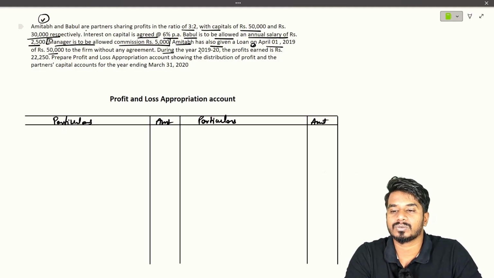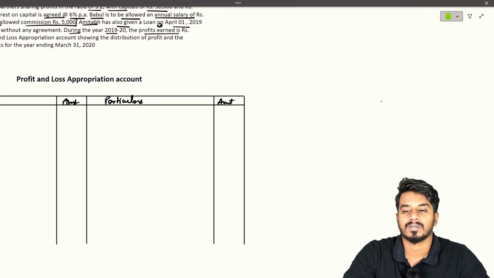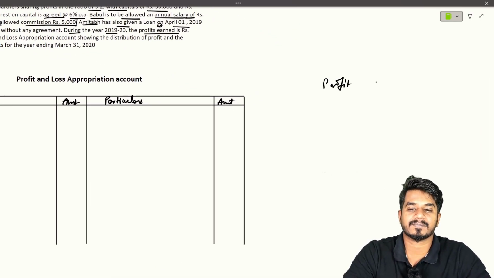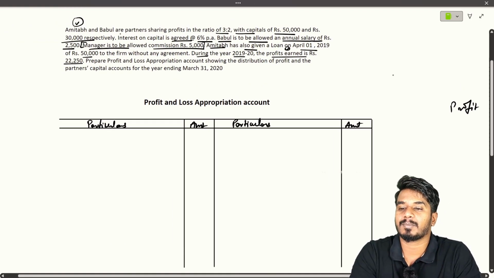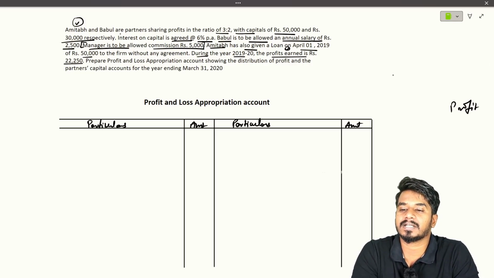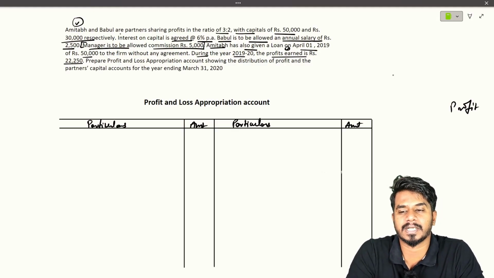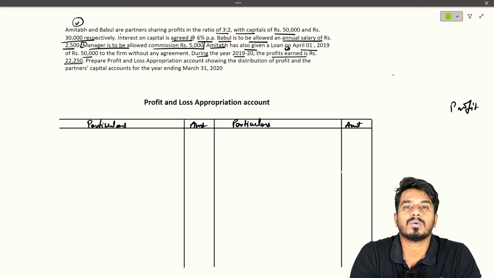During the year 2019-20, the profits earned is rupees 22,250. Let me note it down. Profit given is 22,250 rupees. Is that right? Yes, obviously. Prepare P&L appropriation account showing distribution of profit and the partner's capital accounts for the year ending 31st March 2020. Okay, fine. So in the profit, we need to remove something or we need to minus something.